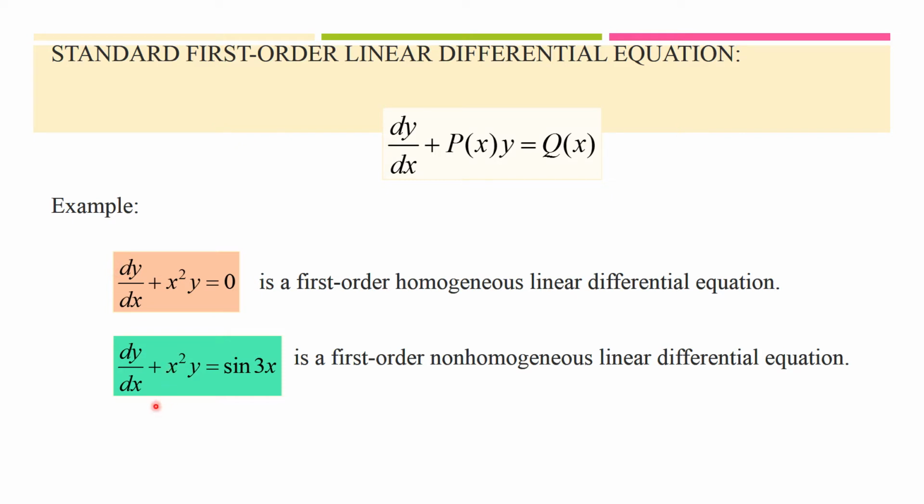For the second example, dy/dx plus x squared y equals sine 3x. Again, this is a first order equation and it is linear, but we call this equation non-homogeneous because the function q of x is not equal to 0.